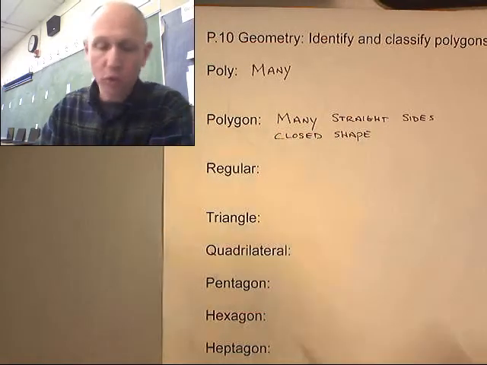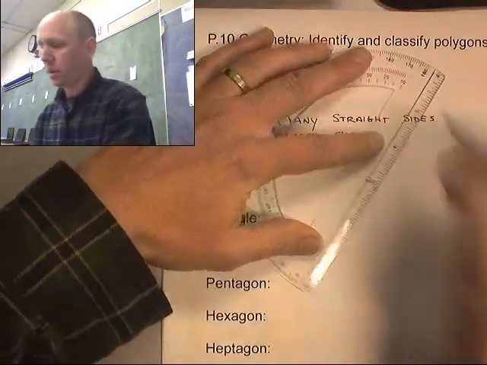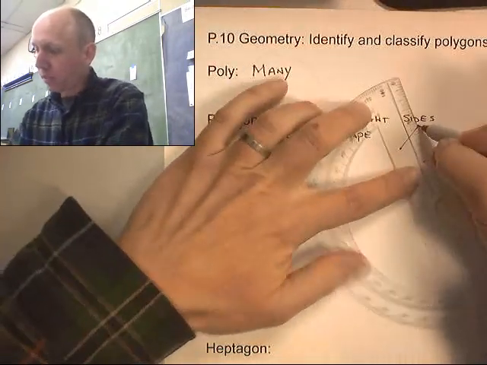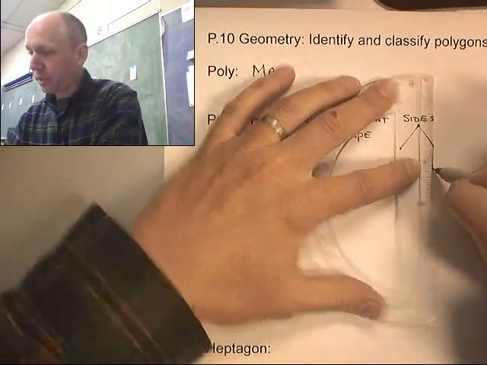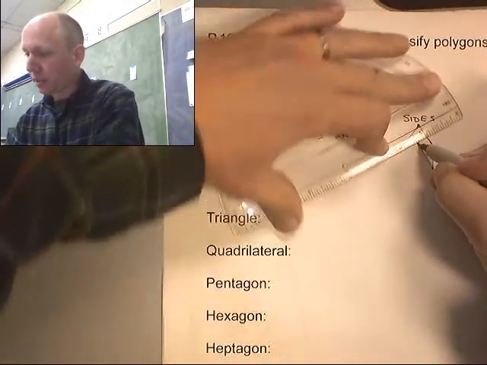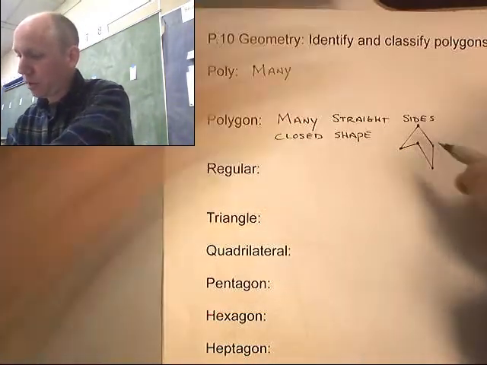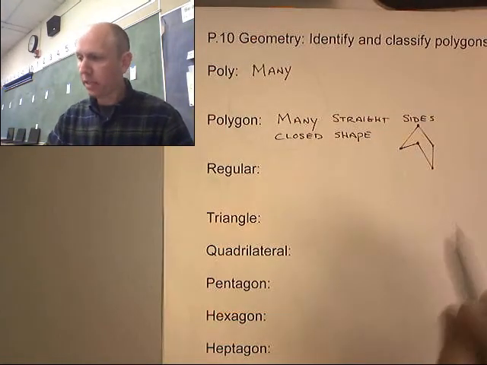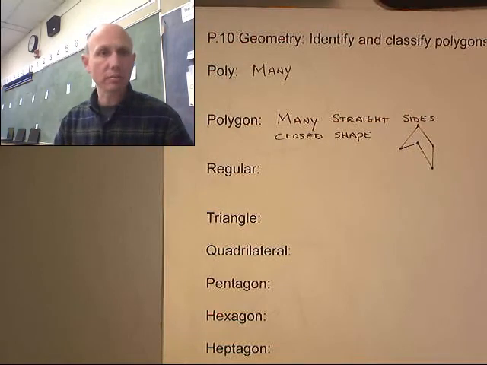So I am going to draw a polygon. Here we go. You can draw your own special polygon. Polygon, straight side, straight side, straight side, straight side, straight side. There it is. There's a polygon. It has many straight sides and it's closed.